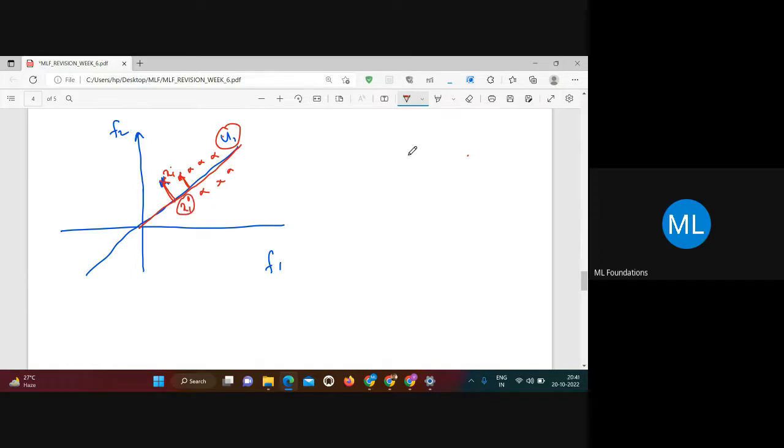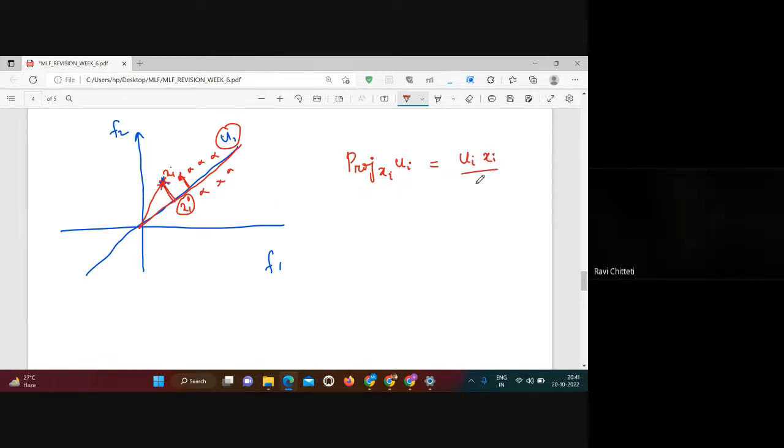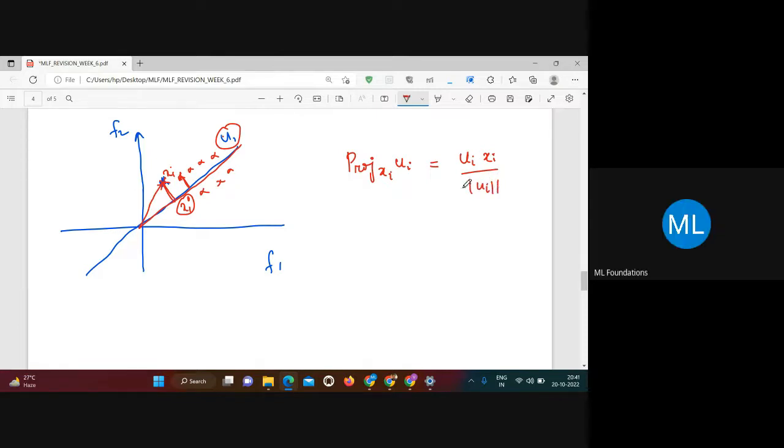So what will be the projected value if I need to project this vector on U1? The projection of Xi on U1, what will be the value? It will be U1 transpose Xi, the inner product, upon the magnitude of whichever vector we are projecting on. We already said we are not caring about the magnitude, so this should be 1.